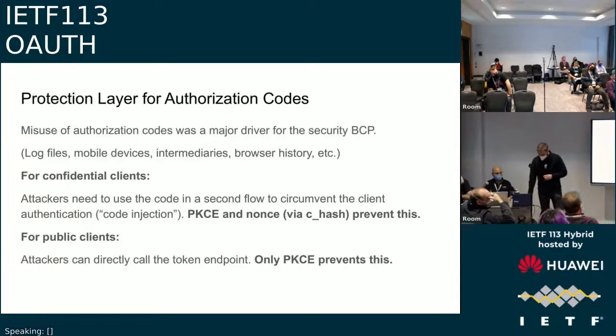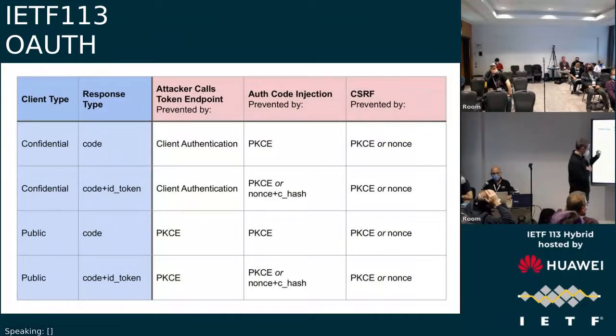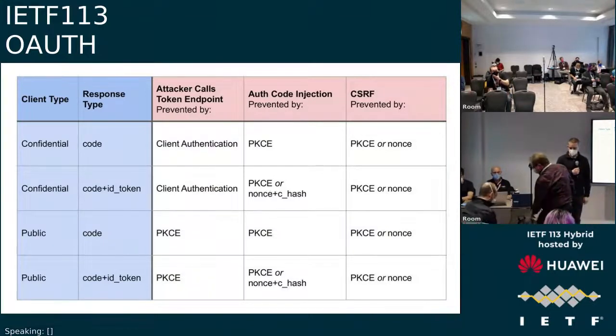Therefore, we created a nice table, or Aaron created a nice table, thank you, Aaron, showing what you see here. Not going through all the details here. The thing is, CSRF can be prevented by both PKCE and nonce, that's fine. But if you have a public client that uses response type code, then only PKCE can provide protection if the code is stolen. Therefore, we say in the security BCP that for public clients, PKCE is a must, because it's the only layer of defense that we have in case the code gets stolen.